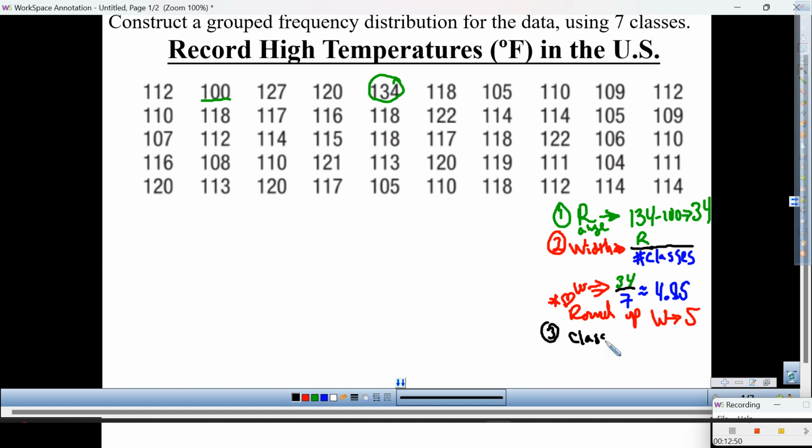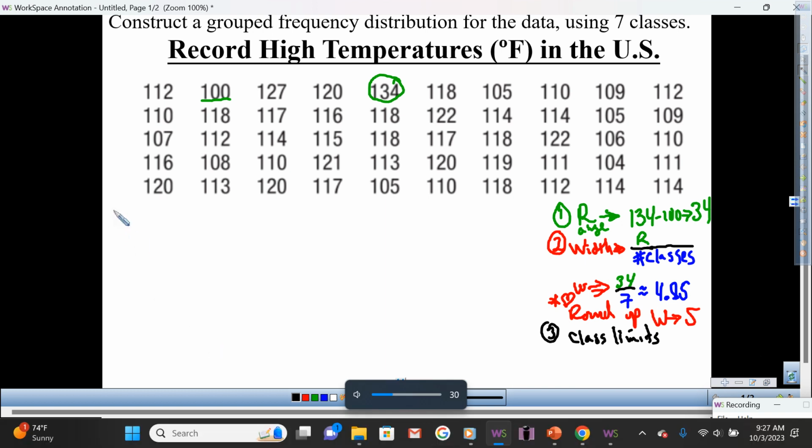Class limits. All right, Mr. Q, how do we do that? So we start over here and write class limits.